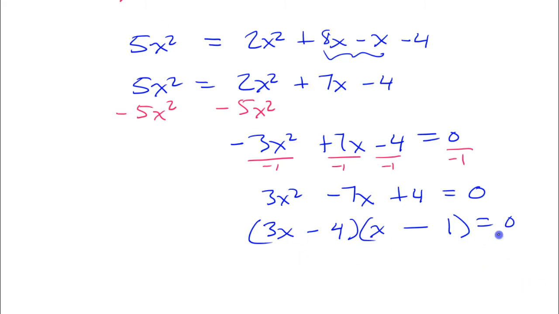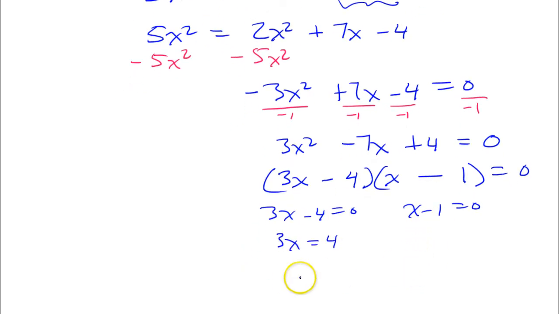To finish solving, I need to set these factors equal to 0. So that's going to give me 3x is equal to 4, so x is equal to 4 over 3. And from this equation, I get x is equal to 1. So I have these two x values.